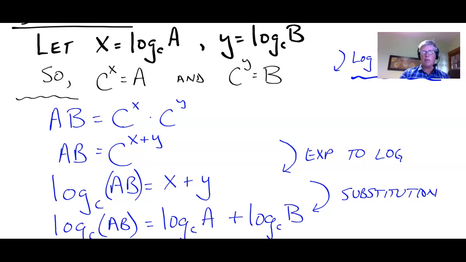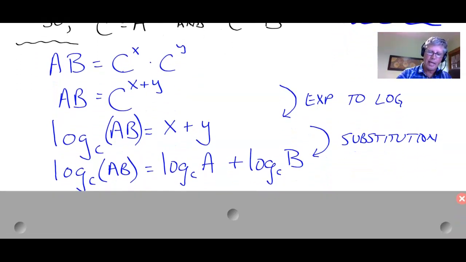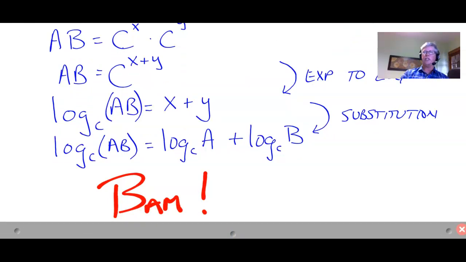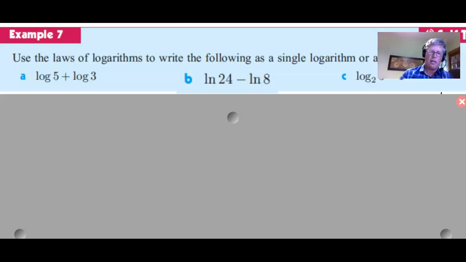If I have log of AB, I can rewrite it as log of A plus log of B. Or vice versa. If I have two logarithms, I can write it as a single logarithm. I think that direction is actually more important. And no derivation is done without a good bam. All right, you're psyched. You got it. Man, I use tools. Feels good. All right, let's do a bunch of examples.